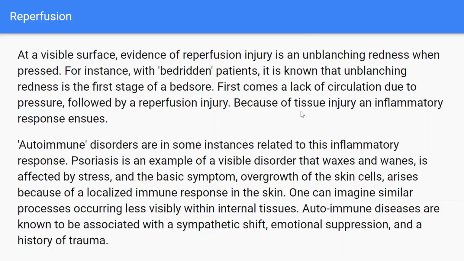Psoriasis is an example of a visible disorder that waxes and wanes, is affected by stress, and the basic symptom, overgrowth of skin cells, arises because of a localized immune response in the skin. One can imagine similar processes occurring less visibly within internal tissues. Autoimmune diseases are known to be associated with a sympathetic shift, emotional suppression, and a history of trauma.